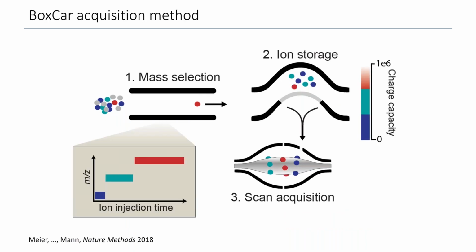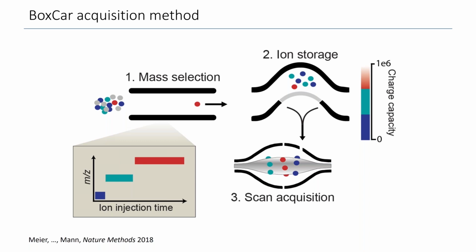To tackle this problem, we came up with the idea of the BoxCar acquisition method, where instead of letting all the ions enter the C-trap at once, we would use the mass selecting quadrupole to chop the entire mass range into smaller windows. This gives us the chance to let ions in for longer times if they are low abundant and cut the ion injection times for very abundant signals.